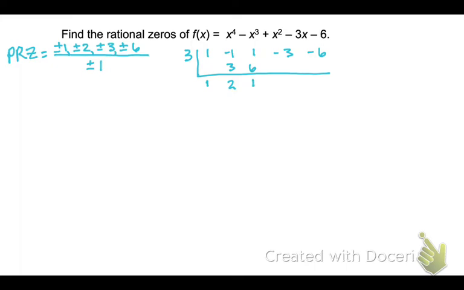I want to stop right now. Why do I want to stop right now? Because it's already not going to work. Because I need it to get to 0, yes? And if I do this one, I'm going to have 21, and then I'm going to have 18, and that is not going to get me to 0, is it? Nope.